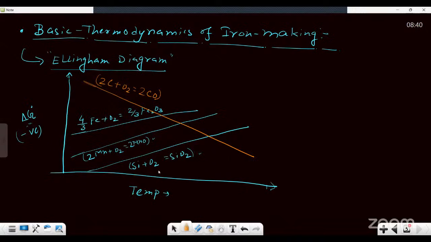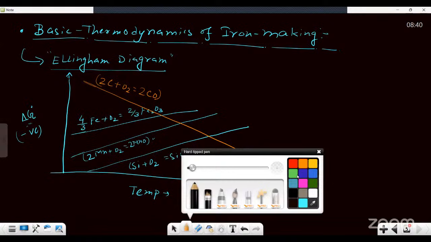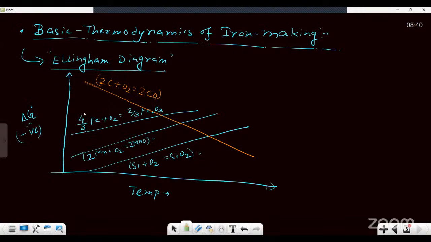Another curve which will be our point of interest is this curve, which is more or less horizontal. That means it will seem as if this curve is not having any impact with respect to temperature. This is the curve for carbon plus oxygen giving us CO2. This is the CO2 curve.